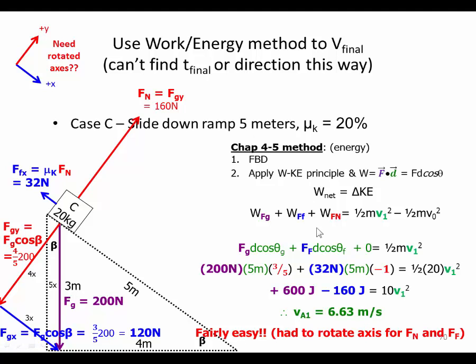Just jump right to the solution here. For our force done by gravity, just like before, we have Fg. There's our force vector dotted with the displacement vector times the cosine of the angle, Fd cosine of theta, which we have right here for the dot product methodology. Our frictional force, same formula. Our normal force, I've zeroed out because these are going to be perpendicular.